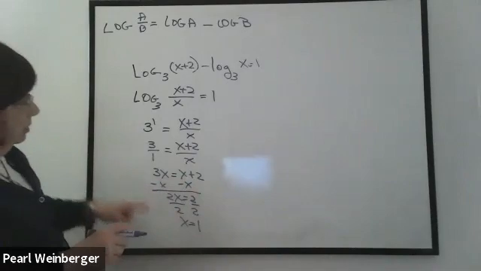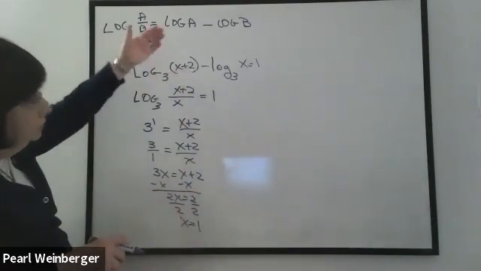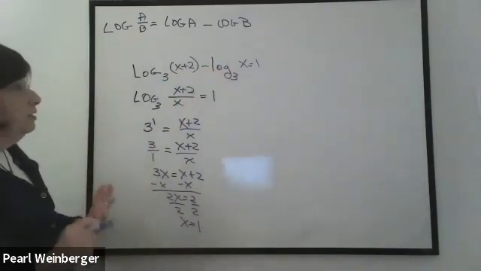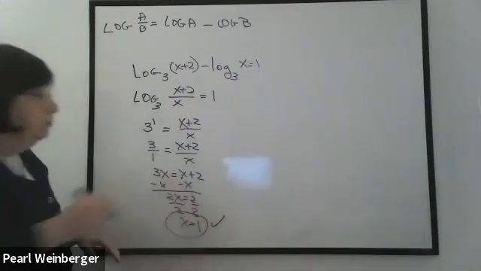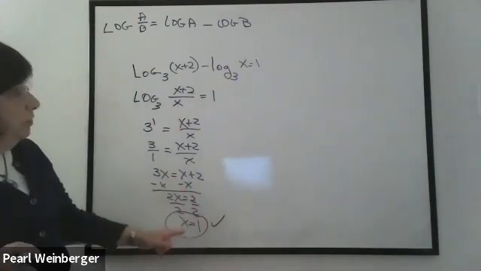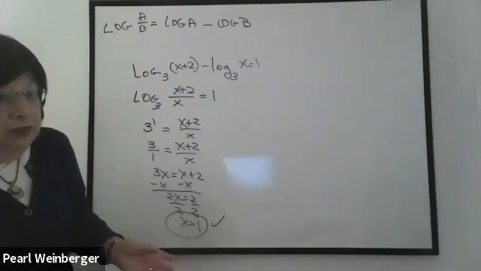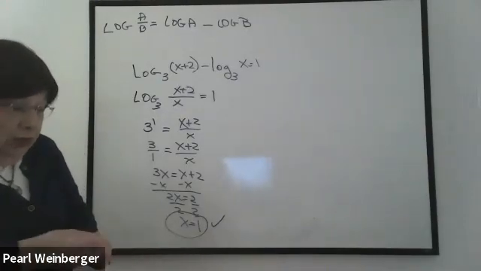And I just check. 1 plus 2 is 3. That's positive. 1 is positive. This is a good answer because it doesn't make anything negative. If it would have worked out to be a negative number, then I would have just said no solution.